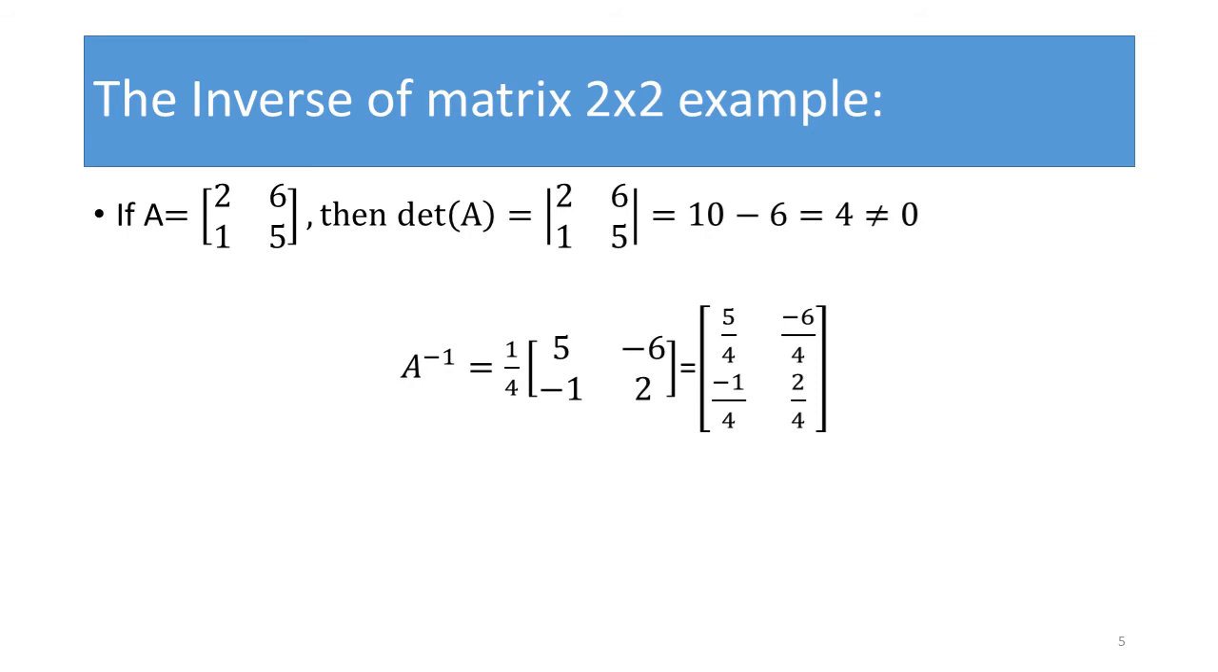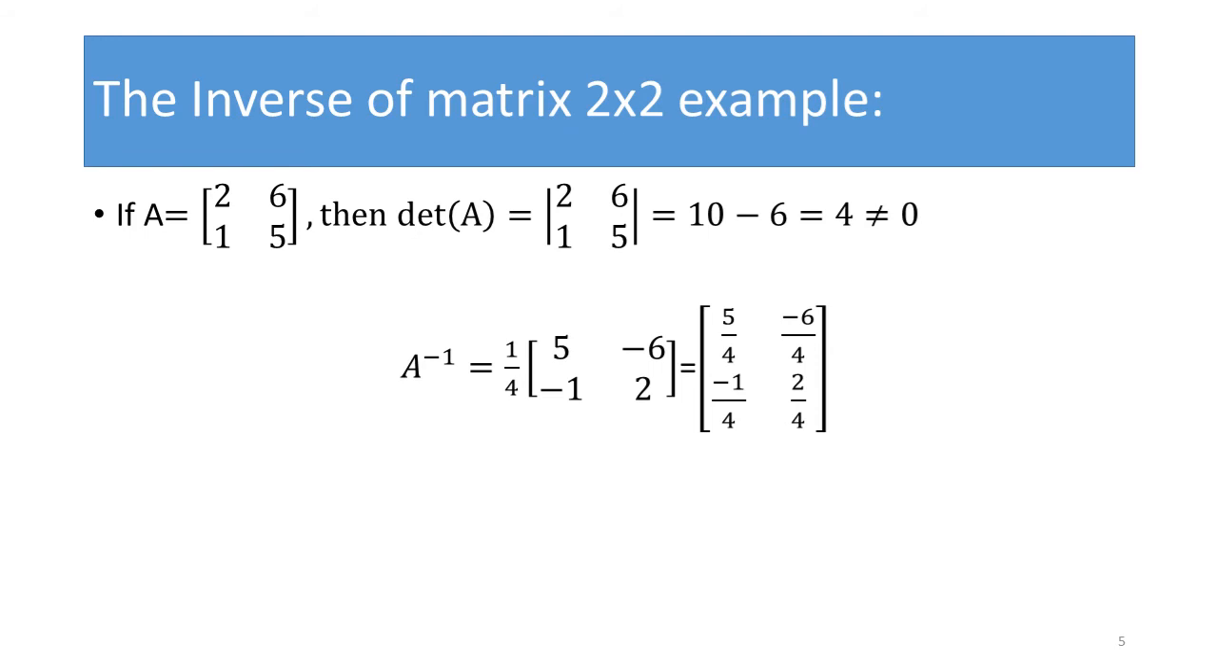So now we are going to see an example for finding the inverse of a 2 cross 2 matrix. If A is equal to [2, 6; 1, 5], then determinant of A is equal to |2, 6; 1, 5|. The first step for finding the inverse is we have to find the determinant. So I make a determinant 2, 6, 1, 5. So now we have to multiply the forward diagonal elements, that is 2 multiply 5 minus 1 multiply 6. So it is 10 minus 6, that is equal to 4.